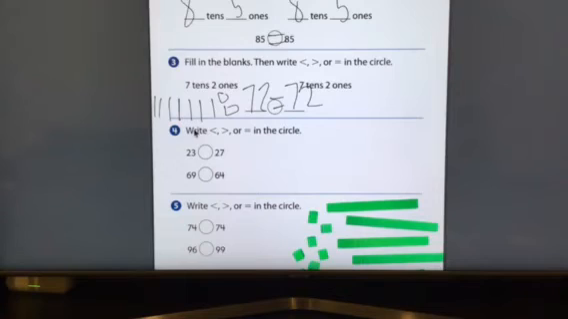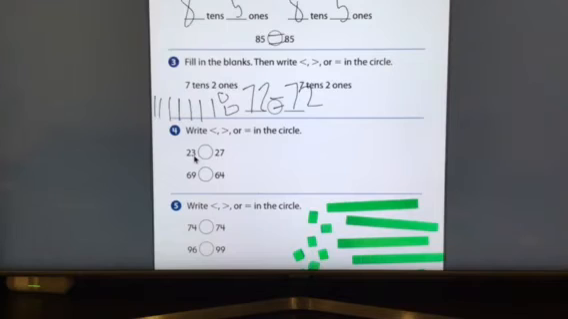Number 4. Here you're going to be writing less than, greater than, or equal to in the circle. So here you're comparing 23 to 27. Remember, first you're going to look at the tens place. This one has a 2 in the tens place, and this one has a 2 in the tens place. When they're equal, you have to then look at the ones place. This one has a 3, and this one has a 7. Is 3 greater than or less than 7?